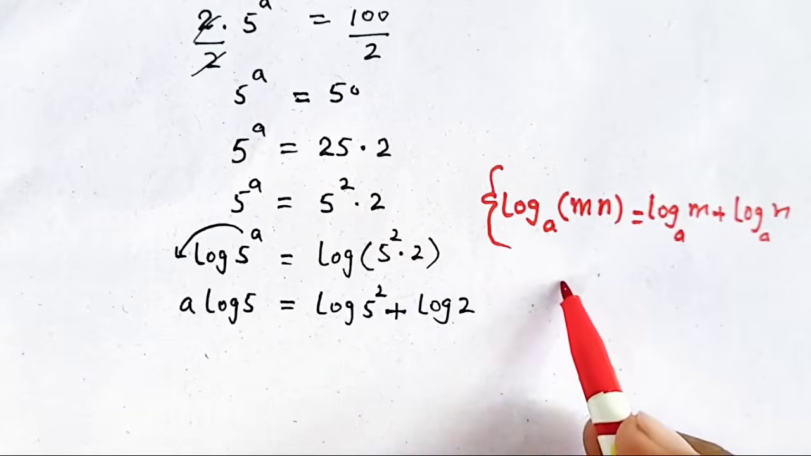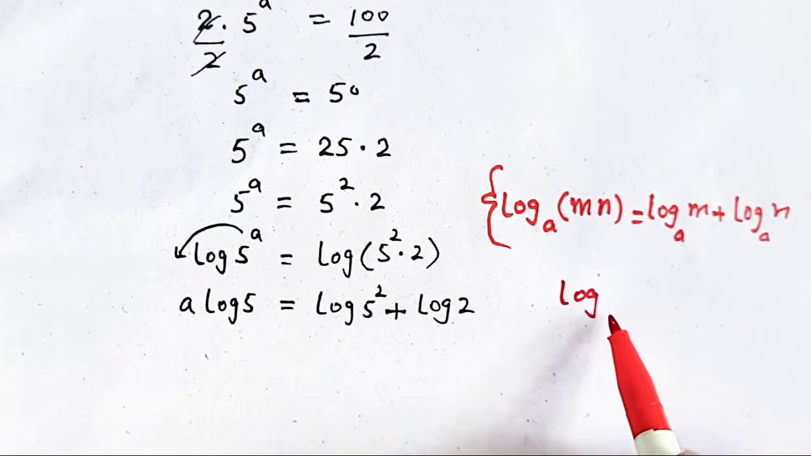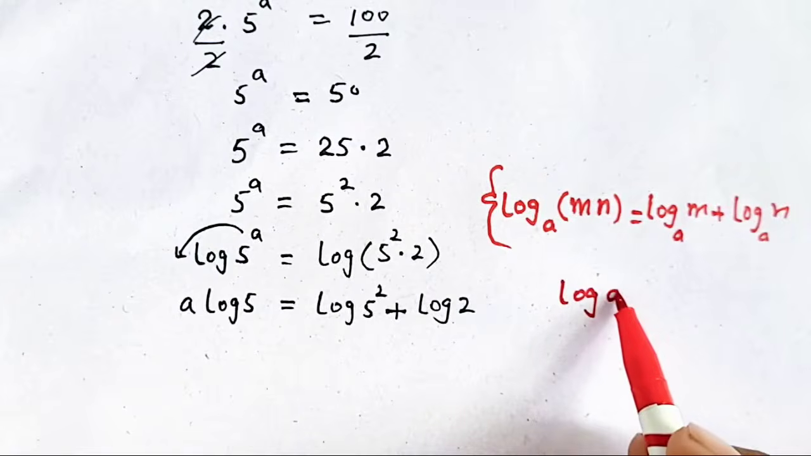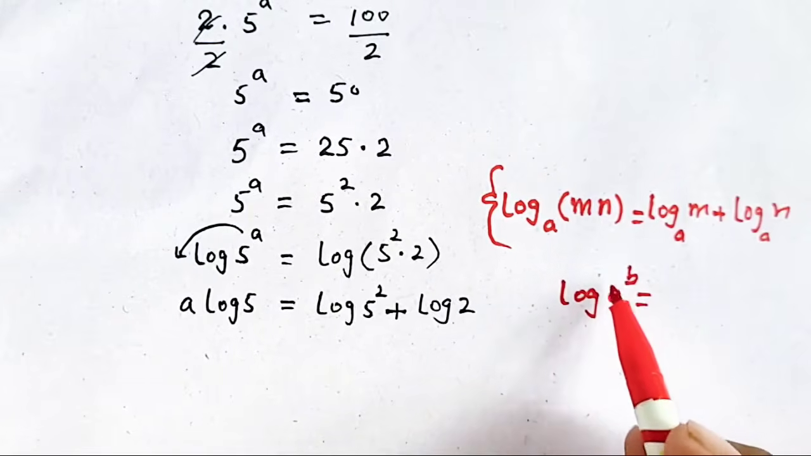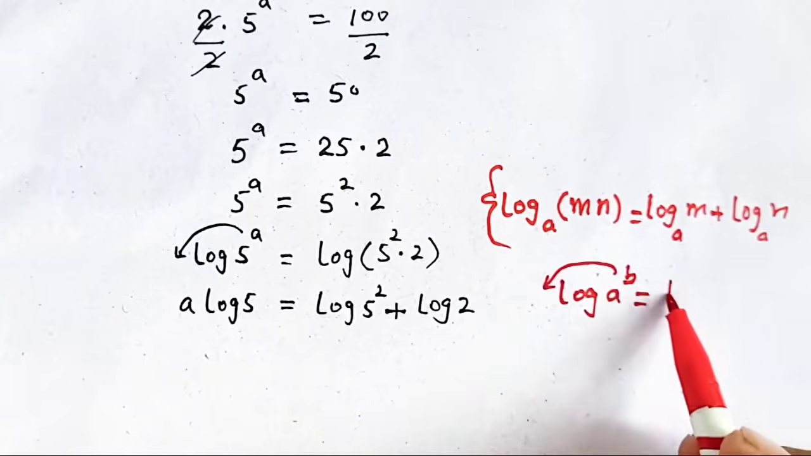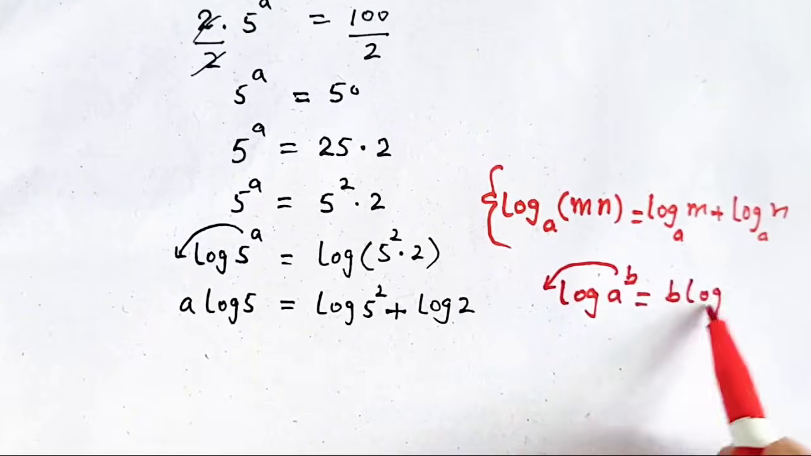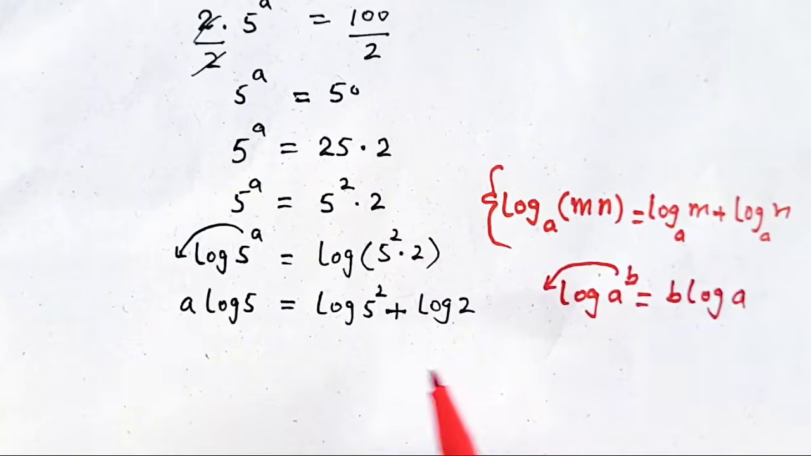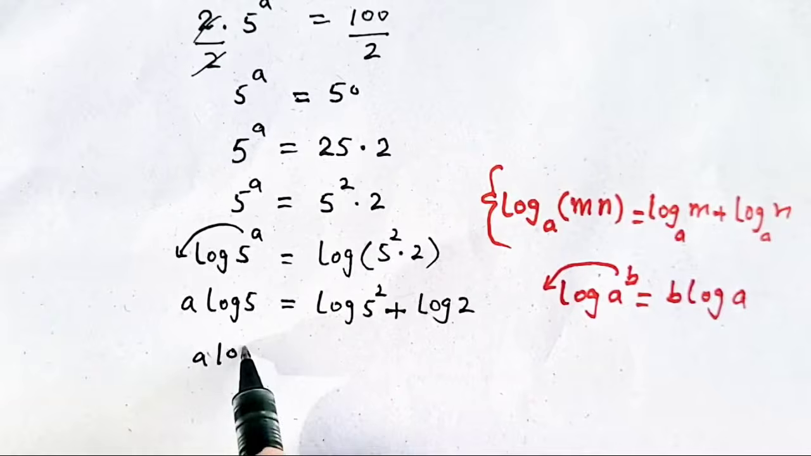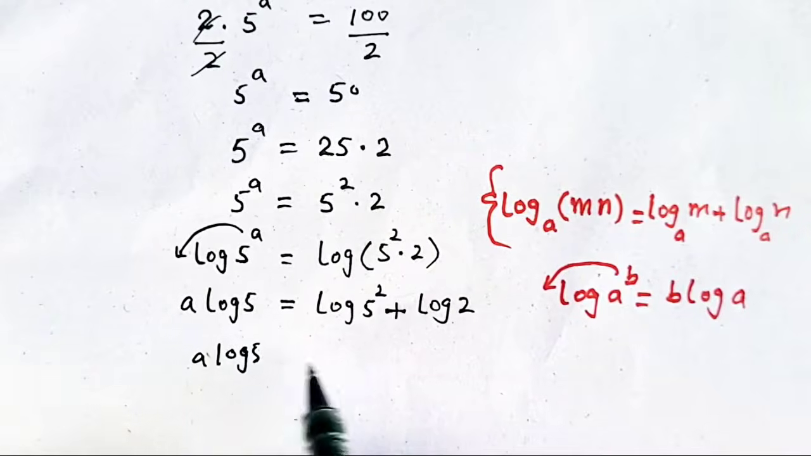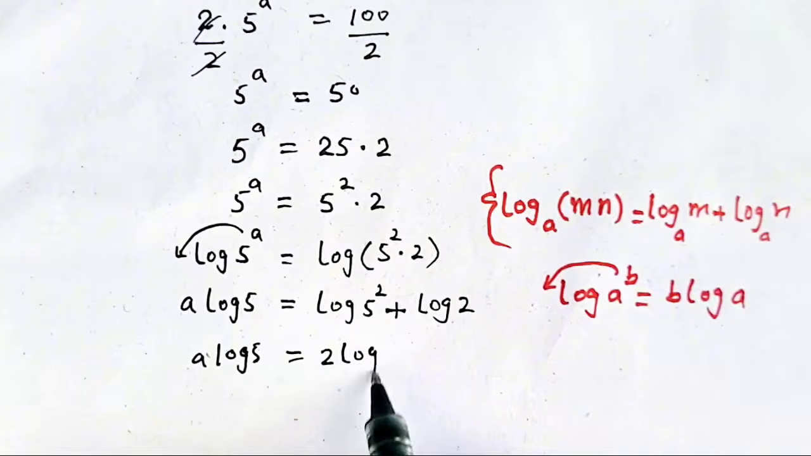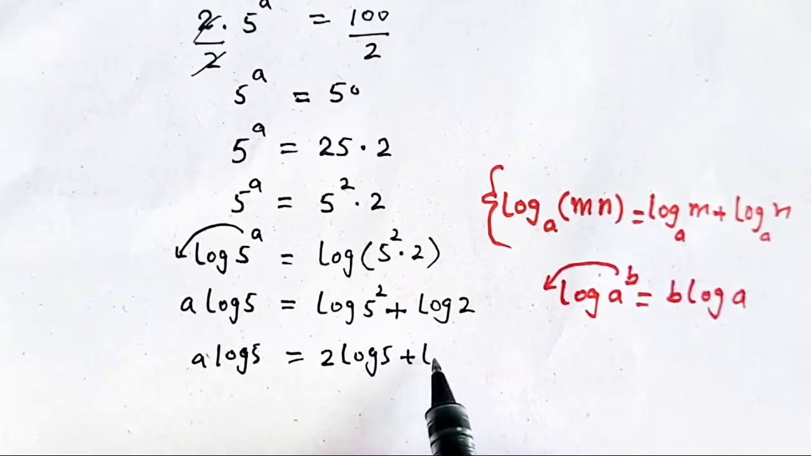Again, we have a rule, log a raised to b, it will become b log a. So the power will come in front. a log 5 will be equal to 2 log 5 plus log 2.